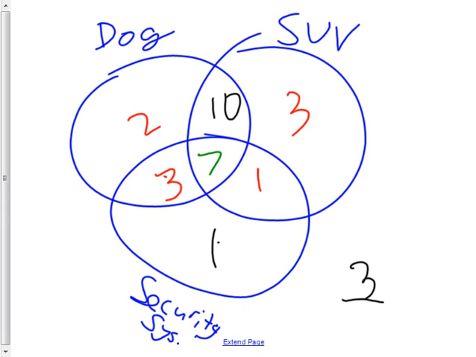Okay. So what was the most common thing? Dogs, SUVs, or security systems? So which wins, dogs or SUVs? SUV adds up to 21. Dog adds up to 22. So dog wins by 1. SUV is just really close second. And then security system, 7, 8, 9, 10, 11, 12. Yeah, 12.